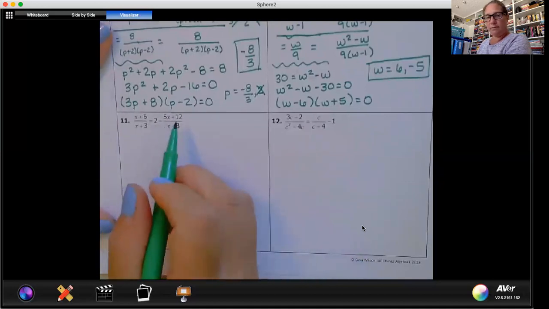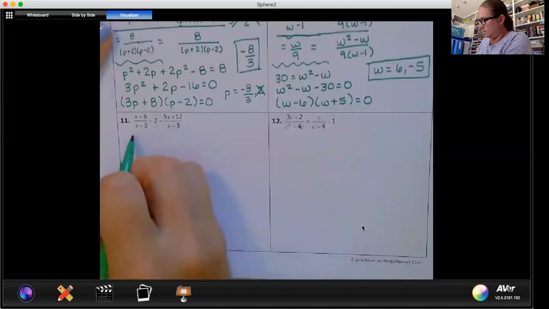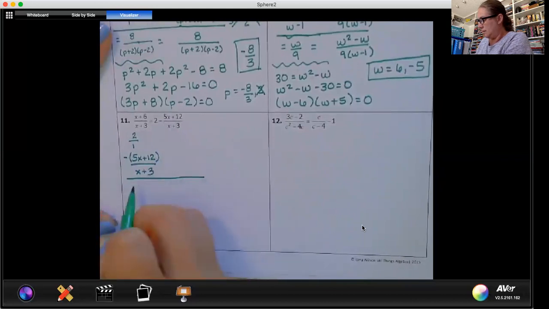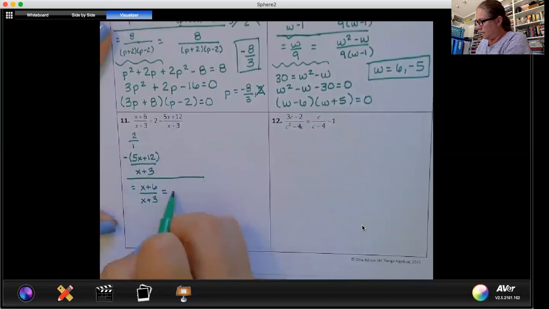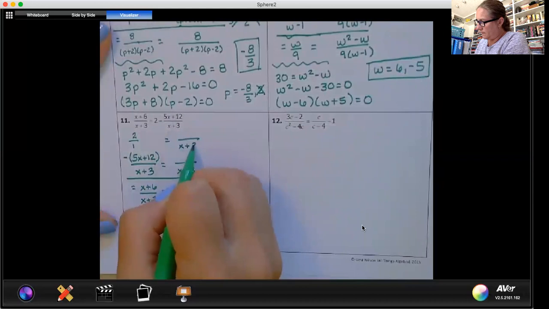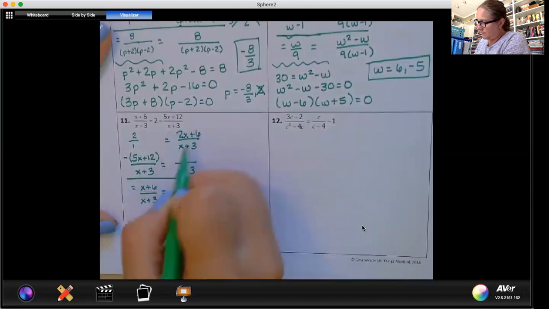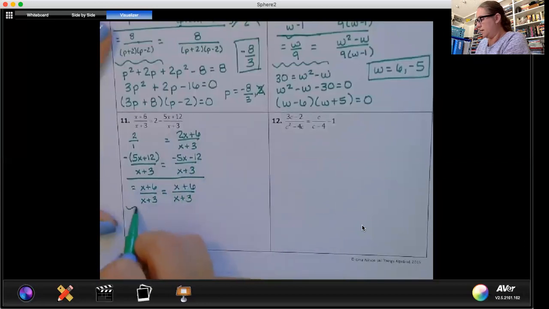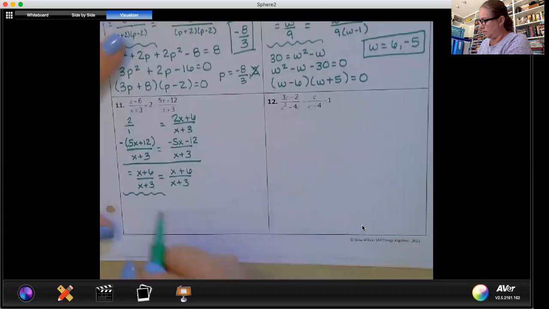This one's written backwards. I'm just going to write it in the opposite way. So 2 over 1 minus parentheses 5x plus 12 over x plus 3 equals x plus 6 over x plus 3. So we have 2 out of the 3 with an x plus 3. Now we just have to get an x plus 3 for the top one as well. So that's 2x plus 6, negative 5x minus 12, and x plus 6. So it looks more complicated than it is for sure.